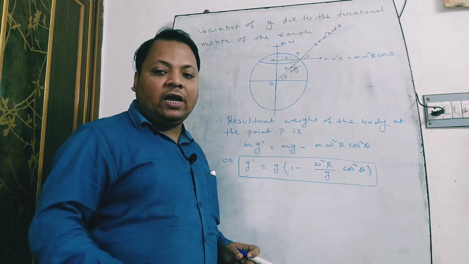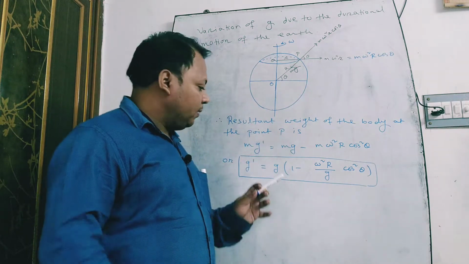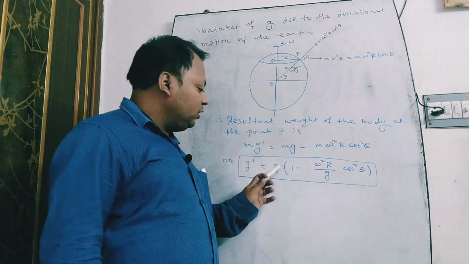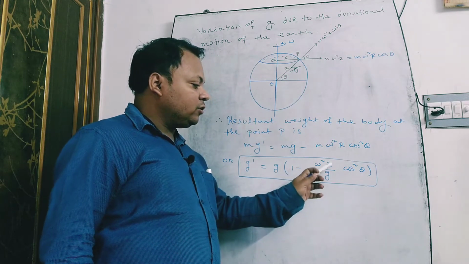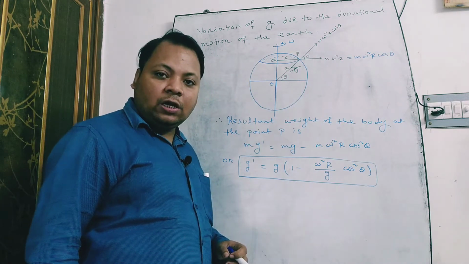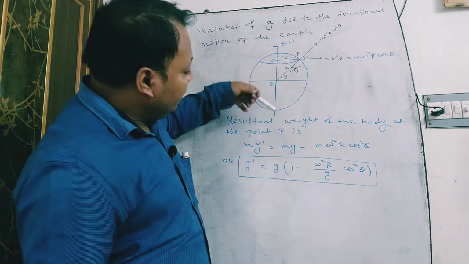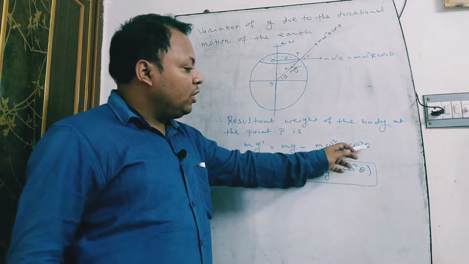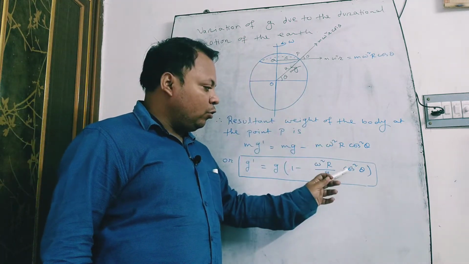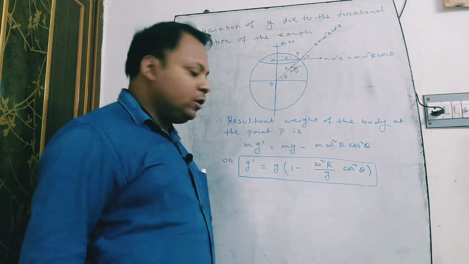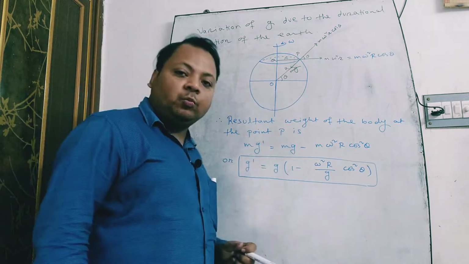That is, when θ = 0, that is on the equator, g' = g(1 − ω²R/g). And at the two poles, θ = 90 degrees. Therefore, cos²θ = 0. That's why g' = g.